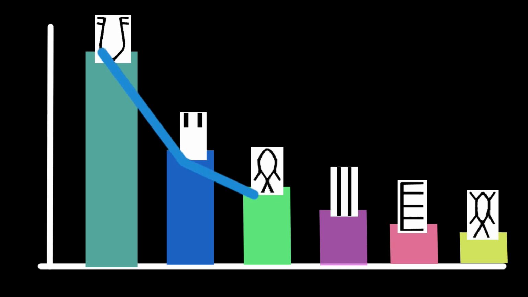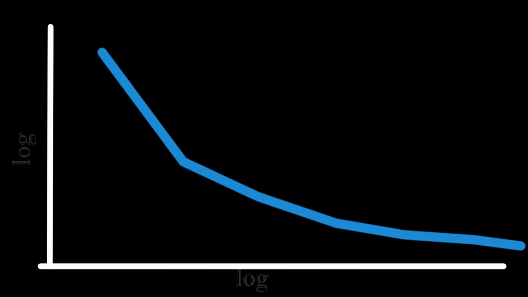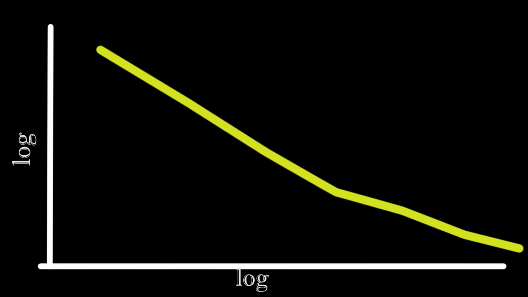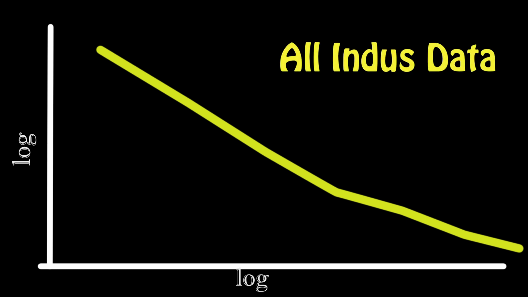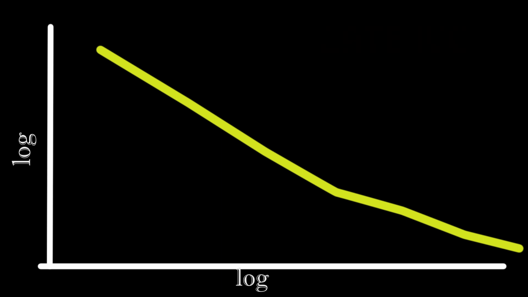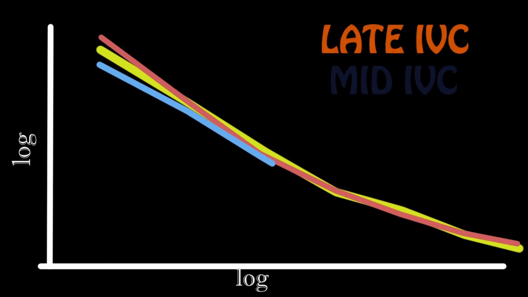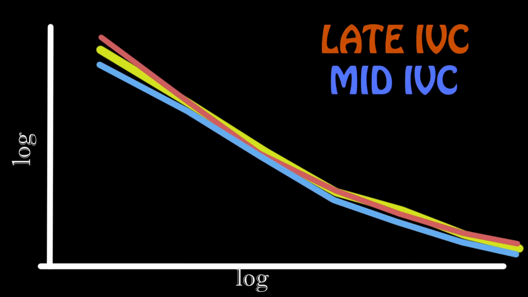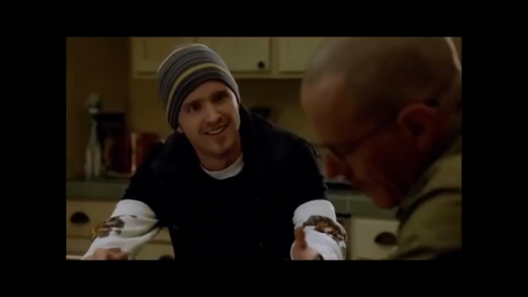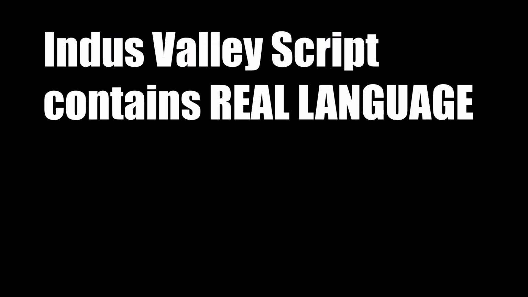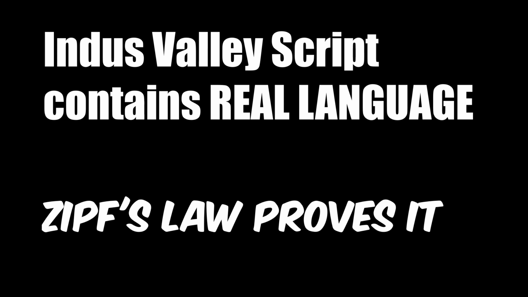Logging these frequencies, we get a linear trend, suggesting that the Indus Valley Script behaves like a real language. These results are based on all of the available Indus data, spanning 1000 years. So interestingly, the pattern even holds when analyzing data from different phases of Indus Valley Civilization. Yeah, Mr. White! Yes, science! To those doubting the linguistic nature of the Indus Script, here is your answer.